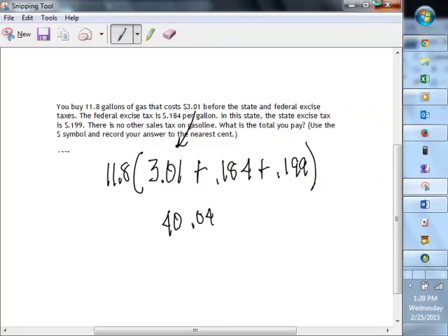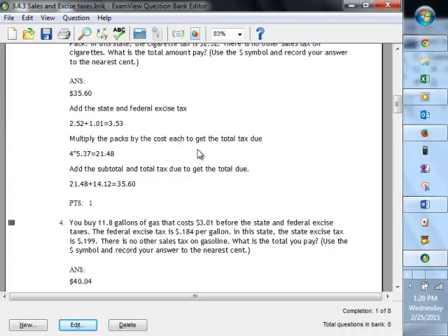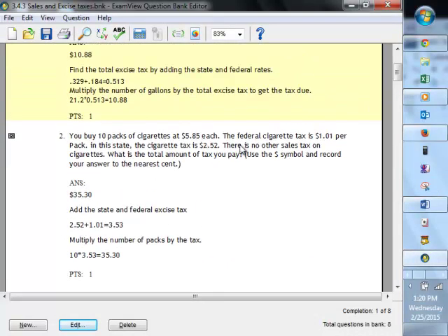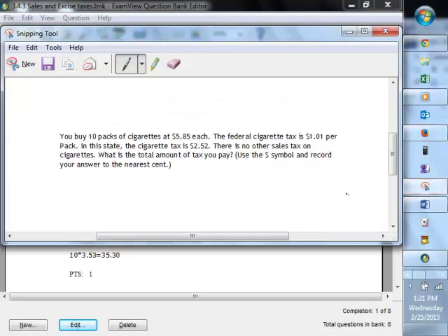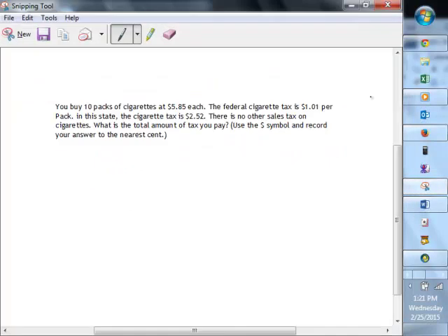Next one. Cigarette tax. It says here you buy 10 packs of cigarettes at $5.85 each. The federal tax is $1.01. What is the amount of tax you pay? So you're going to take 10, the number of packs, times 1.01 plus 2.52.